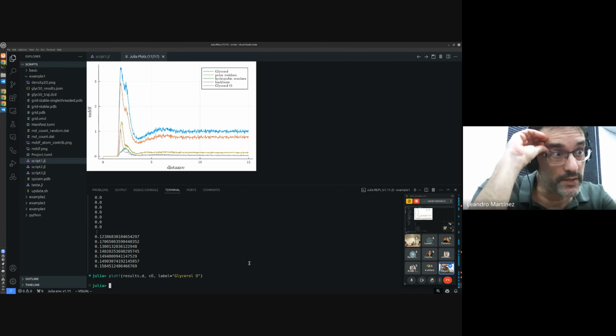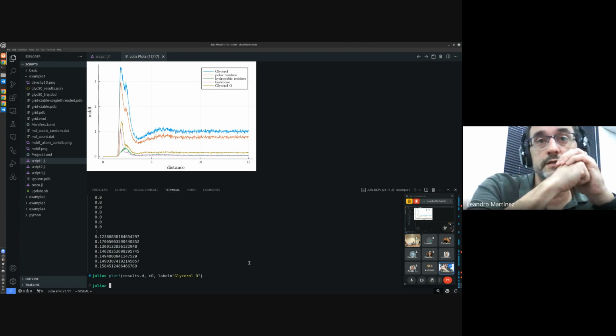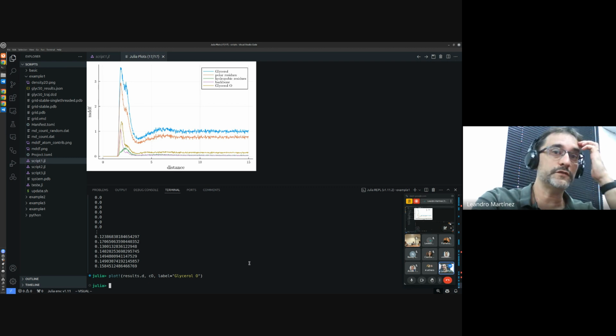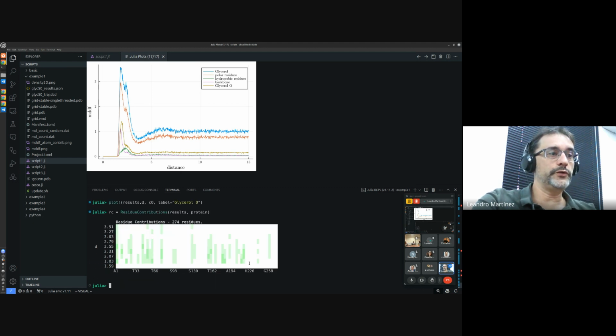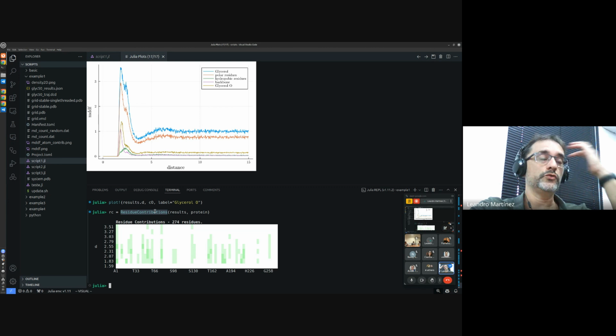So we could eventually run this command, computing contributions for every residue in the protein. However, we already have a convenience function for that, and you can compute the residue contribution of our results for our protein. You see, and this is plotted first like this. So this is a function that will return a residue contribution object, computed from within our results, the independent contribution of every protein residue to the distribution function. And we got this Unicode plot just to illustrate a little bit what's going on.